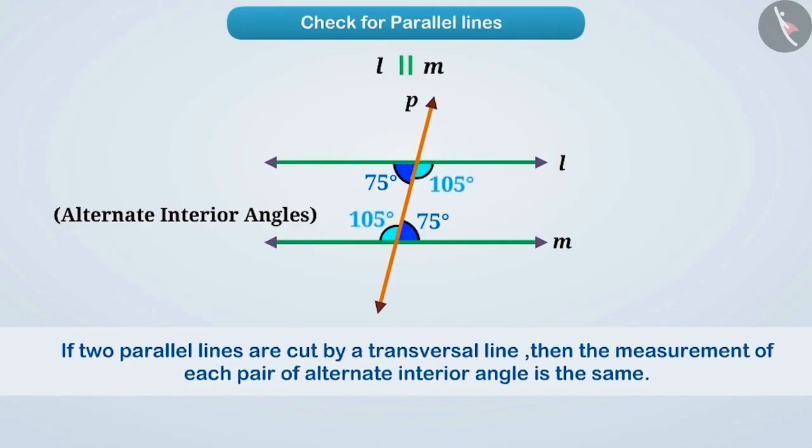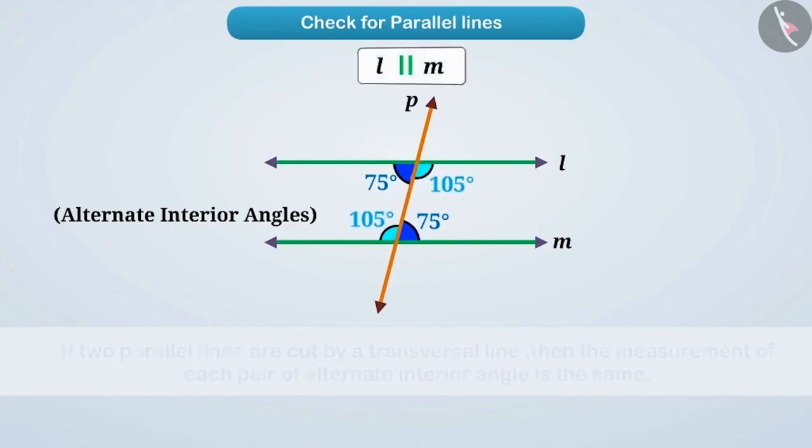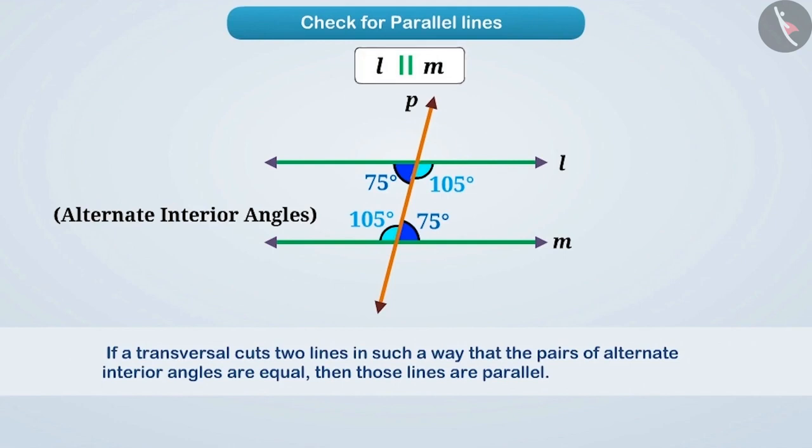Since each pair of alternate interior angles is equal here, we can say that the line L and the line M are parallel lines. In this way, if a transversal cuts two lines in such a way that the alternate interior angles are equal, then those lines are parallel.